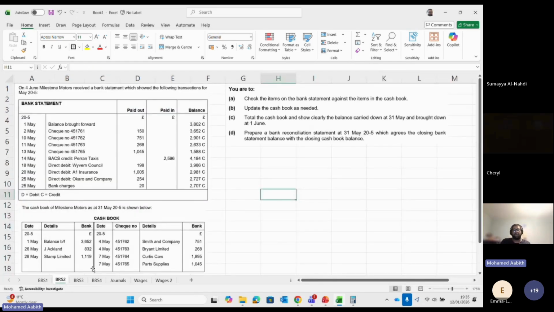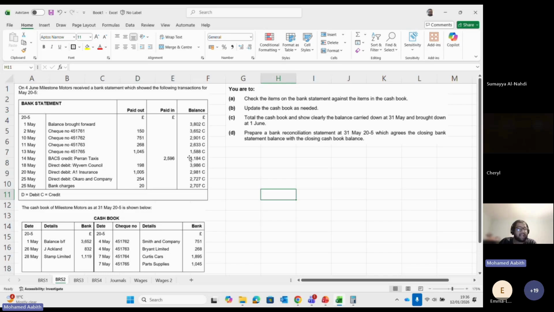Okay, let's look at this second question now. They're asking you here, there is a bank statement. They have also given you the cash book. They're asking you to check the items on the bank statement against the cash book, update the cash book as needed, total the cash book and show clearly the balance carried down on the 31st of May, brought down on the 1st of June, and prepare the bank reconciliation statement at 31st of May 2025. Luckily, we are able to do this because 2025 is long gone. We are in 2026. Luckily, this year we can use that one, which agrees the closing bank statement balance with the closing cash book balance.